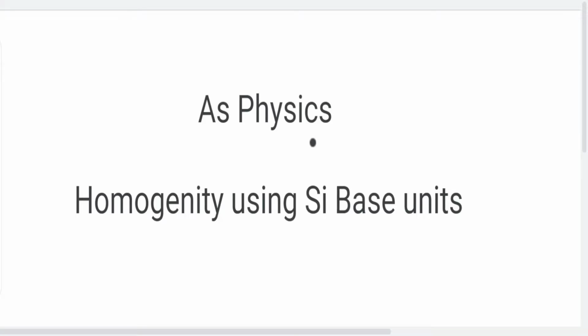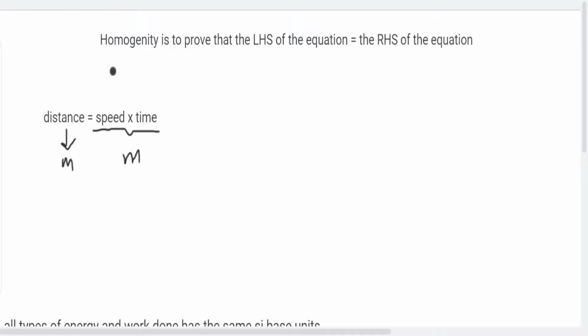Hey guys, this is AS Physics: Homogeneity using SI base units. What is homogeneity? Homogeneity is to prove that the left hand side of the equation equals the right hand side of the equation. Let's take distance for example. I know that the SI base unit for distance is meters, right? And what homogeneity says is that whatever unit is present on the left hand side, in this case meters, should also be present on the right hand side.